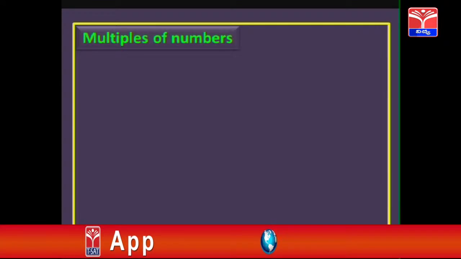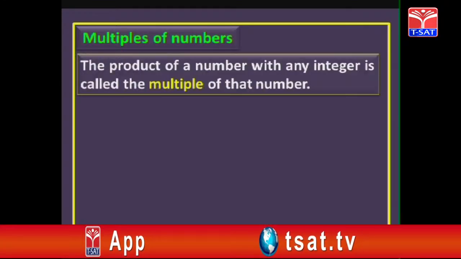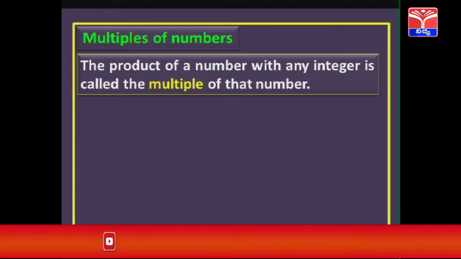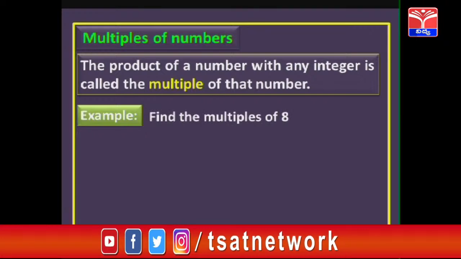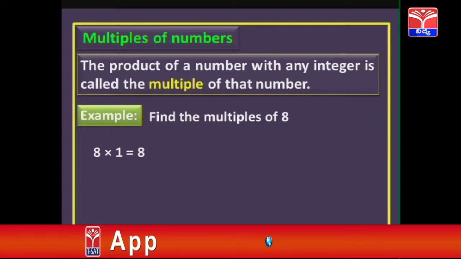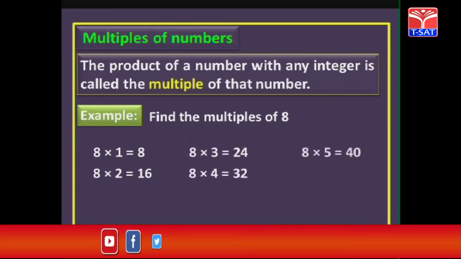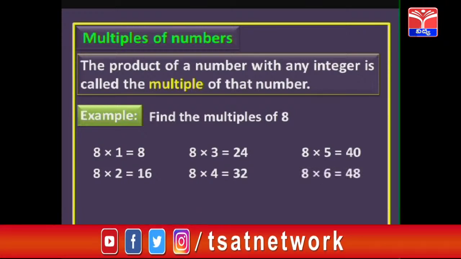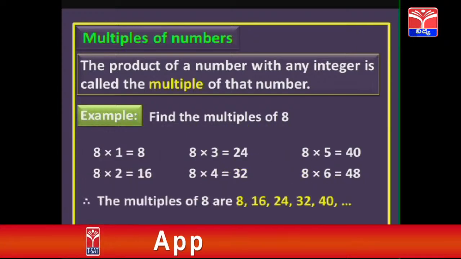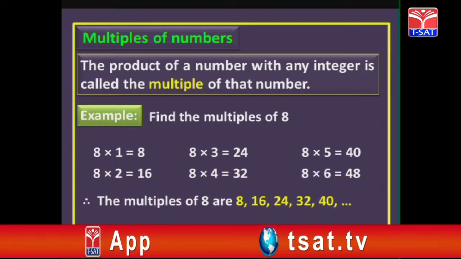So, let us see what we mean by multiples of numbers. The product of a number with any integer is called a multiple of that number. Let us take an example. I will find the multiples of 8 here. When I multiply 8 with 1, I get back 8, whereas when I multiply with 2, I get 16. Similarly, 8 into 3 is 24, 8 into 4 is 32, 8 into 5 is 40 and 8 into 6 is 48. All these are called multiples of 8, that is 8, 16, 24, 32, 40 and so on. You can write an infinite number of multiples of 8.